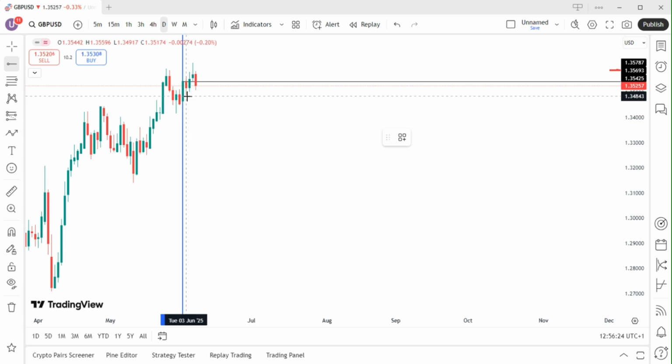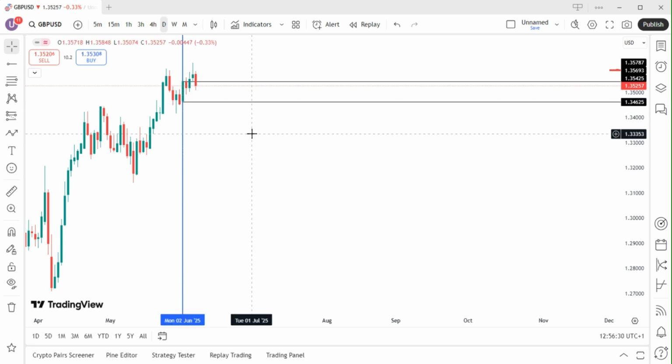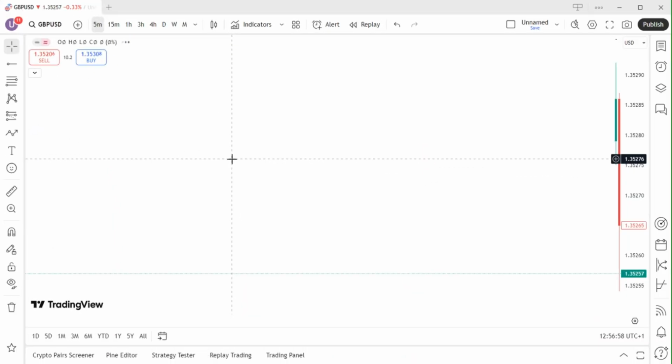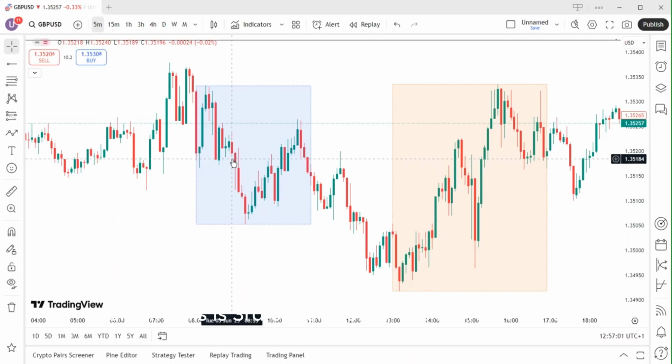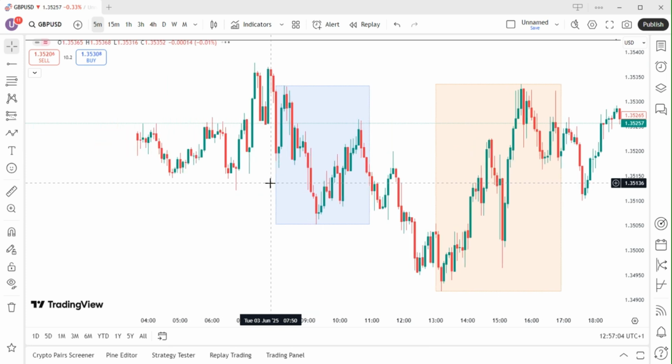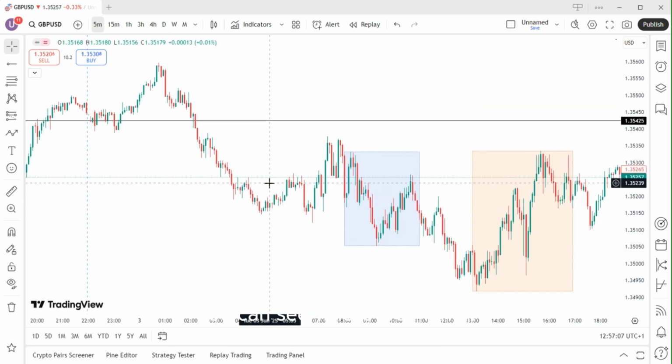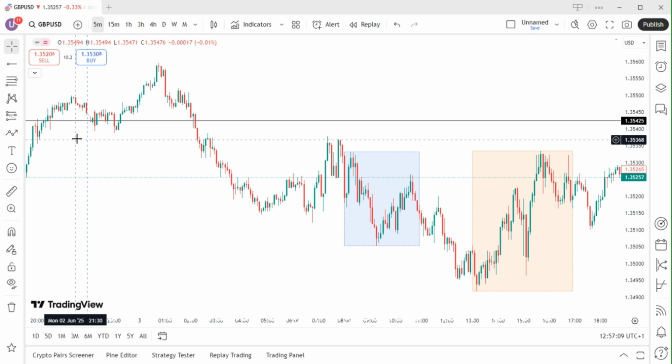To do what? To give us a bullish trend reversal on a 5 minutes time frame. So let's go to the 5 minutes time frame. All right, this is 3rd of June. Okay, this is 3rd of June. You can see where we marked it. This is the bullish engulfing candle that happened.